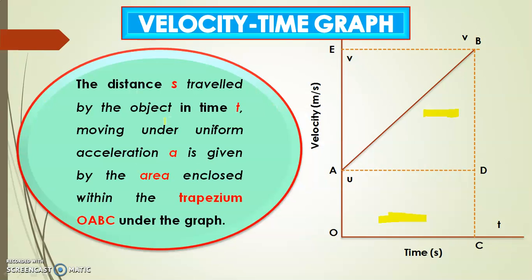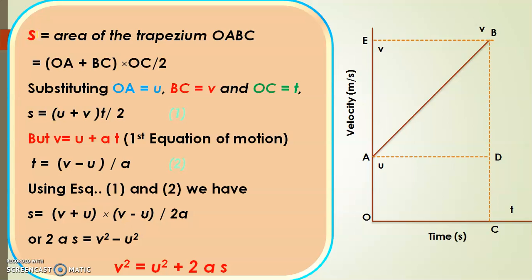Clear? So the distance S travelled by an object in time t moving under uniform acceleration is given by the area enclosed by the trapezium under the graph. Now we know that the area of a trapezium is equal to half into the sum of parallel sides into the perpendicular distance. Here we have two parallel sides, OA and BC. Clear? So the area of the trapezium is equal to half into the sum of parallel sides multiplied by the base.